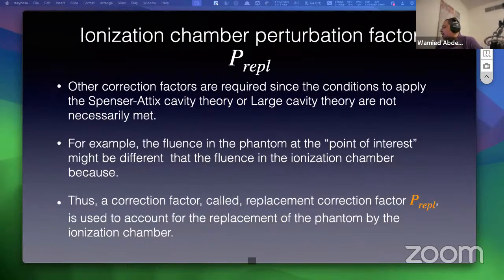So this correction factor is used to account for this replacement of the phantom by the ionization chamber when we're doing the measurement. Okay?